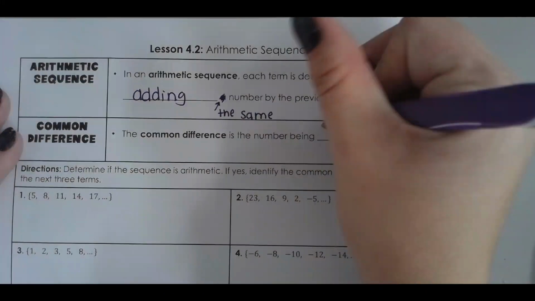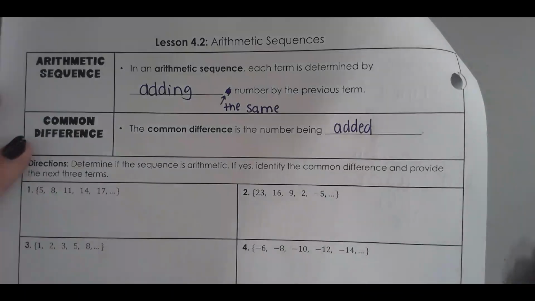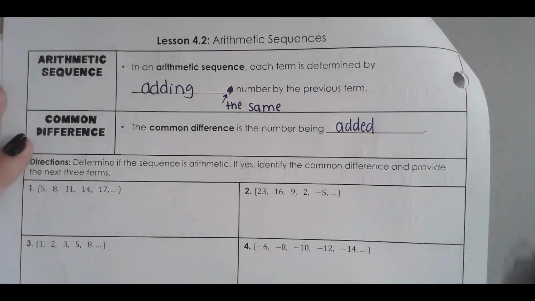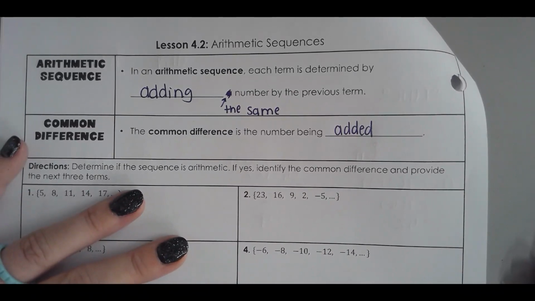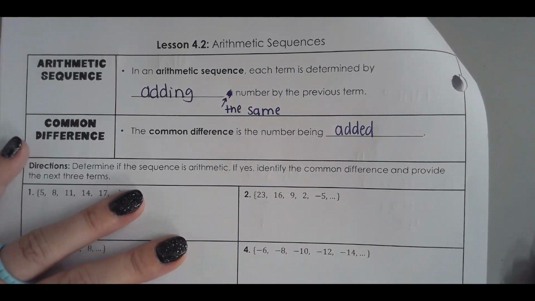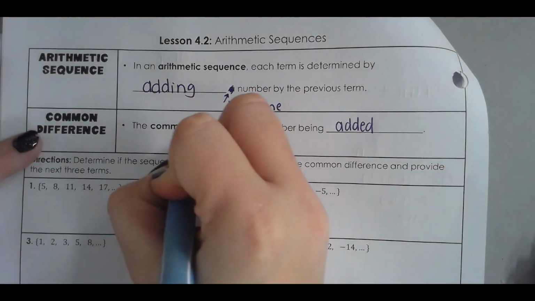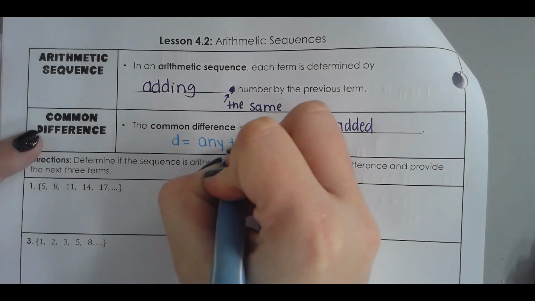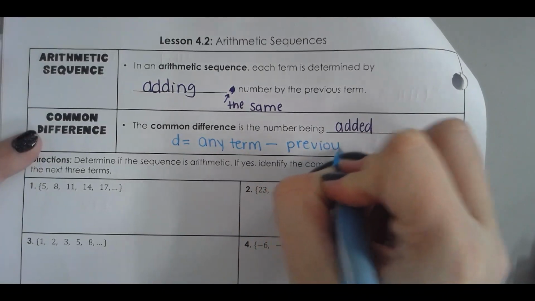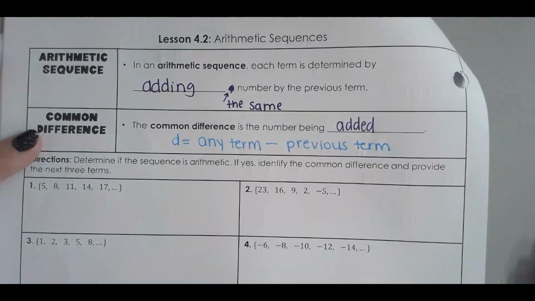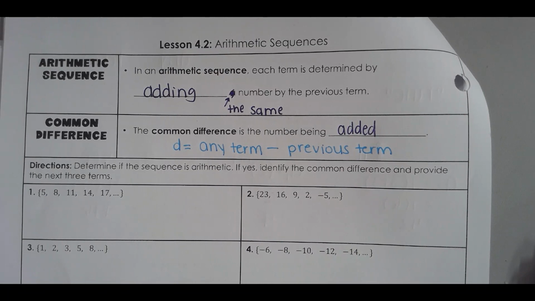So the common difference is the number being added. And again, it has to be the same number every time. If you aren't able to figure that out, a lot of times you can just look and say, okay, well, it's adding 2. It's obvious. It won't always be obvious. So the common difference, you can take any term minus the previous term. So take any number in your list and subtract the one before it to find your common difference.